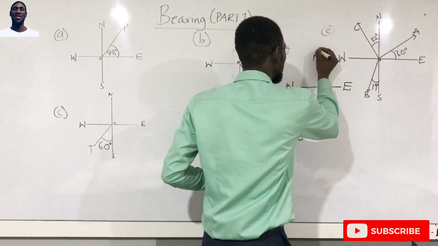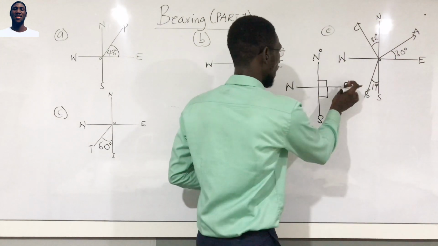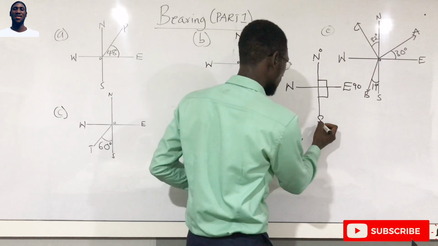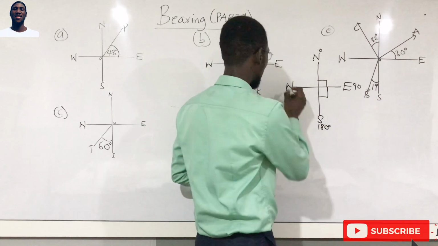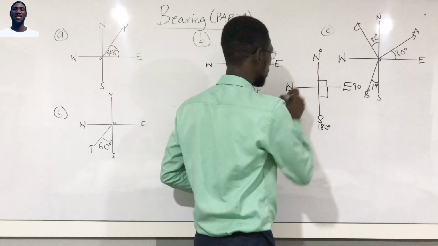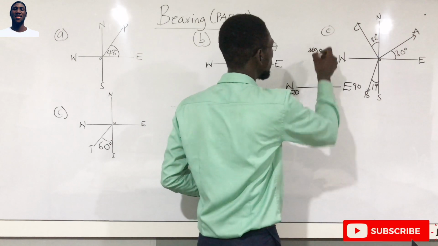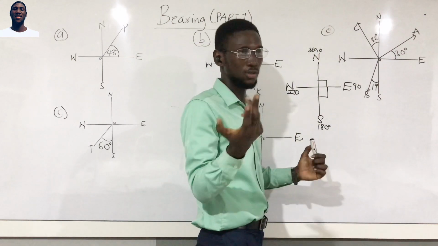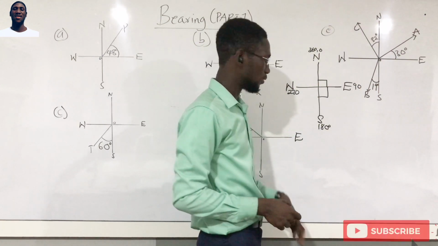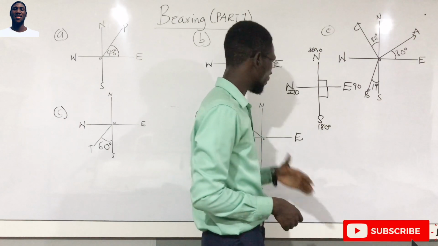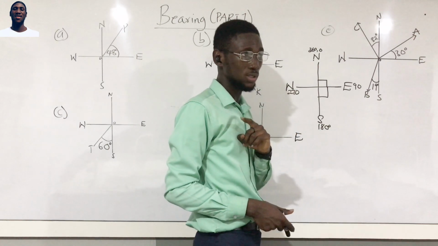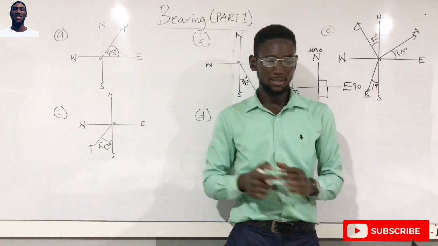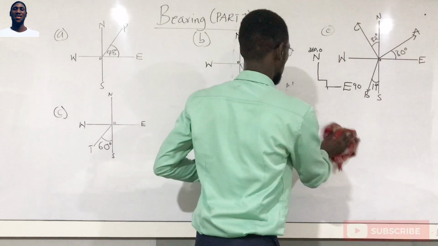So I can call this 0 degrees because I'm moving. And when I come here, I can call this 90 degrees. Then I can call this 180 degrees, this 270 degrees, and this 360 degrees. So at the north, you have 0 degrees and 360 degrees. At the east, you have 90 degrees. At the south, you have 180 degrees. At the west, you have 270 degrees. Keep this in mind because we're going to apply this in the course of our lesson. So that's cardinal points.